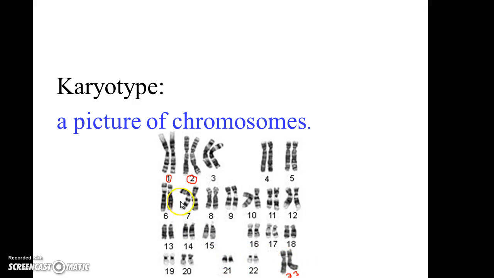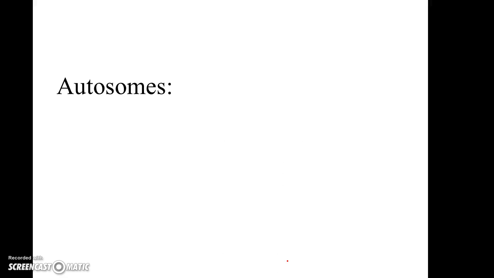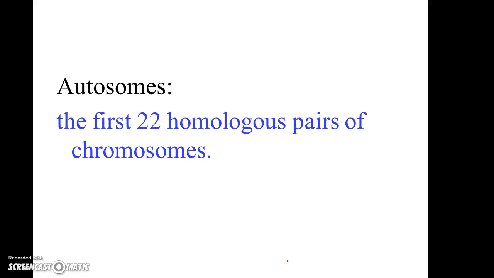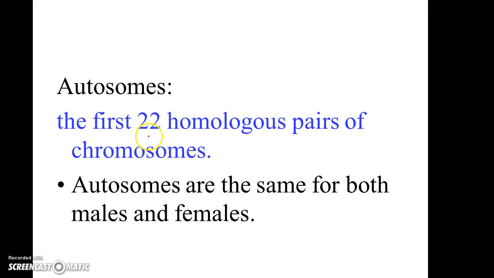And then all the other ones, they code for other things, like our hair, our eyes. And this last pair codes for if we are a boy or a girl, and some other things as well. So we have autosomes. Those were the first 22 homologous pairs of chromosomes. Autosomes are the same for both males and females.